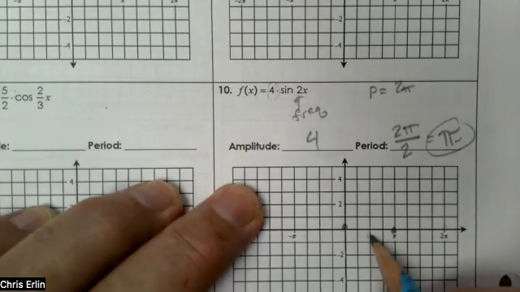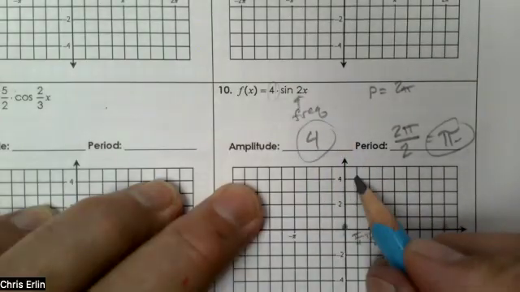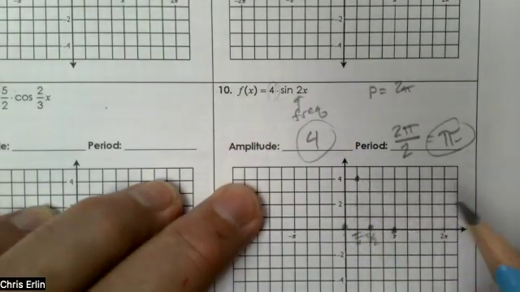Halfway between those two, at pi over 2, it's going to be at a midpoint, again crossing over the x-axis. Halfway between those, between 0 and pi over 2, is pi over 4. It's going to be up at a maximum, which in this case is 4. It's 4 times the one it normally hits.